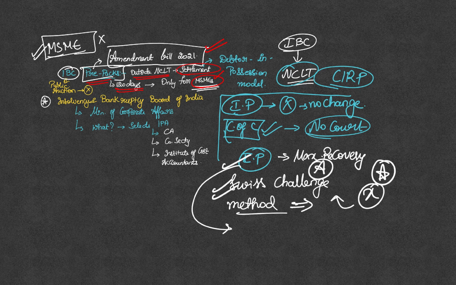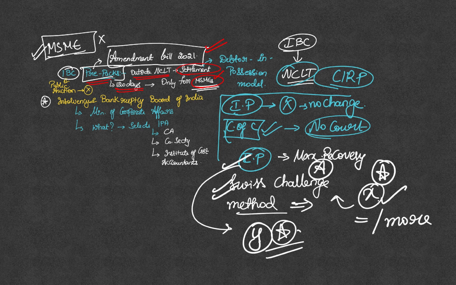So, if there is a new company Y which can give a better value than this X, the project will be awarded to them. So, if X wants to retain this project even after Y came up with an offer, they will either have to give equal or more than what Y offers. That way they can retain this project. So value realization will increase through this Swiss challenge method also. So this is one more advantage and the details of prepack.